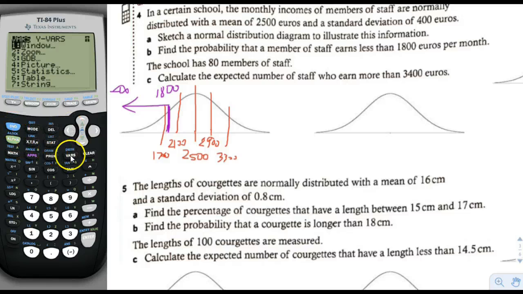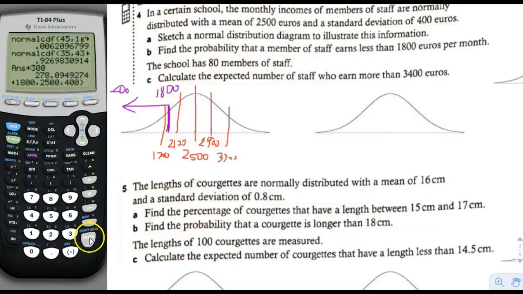Second distribution, normal CDF. And the left boundary is negative infinity, so we put negative 1 EE 99, and the upper boundary is going to be 1,800, and then the mean is going to be 2,500, and the standard deviation is 400, and that's it. So the answer is 4.01%. Okay.